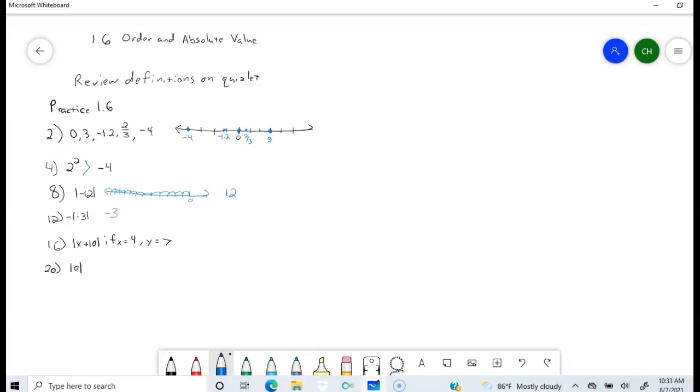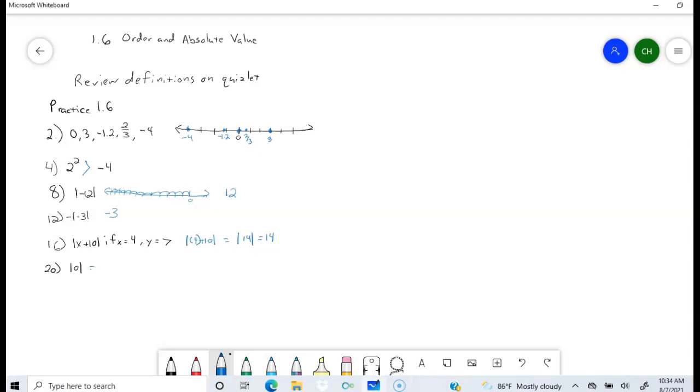Okay. Now it wants me to solve for the absolute value of x plus x plus 10 if x equals 4. So I'm going to replace x with 4. And I'm going to get the absolute value of 4 plus 10 is 14. And I'm not done. I'm 14 units away from 0.